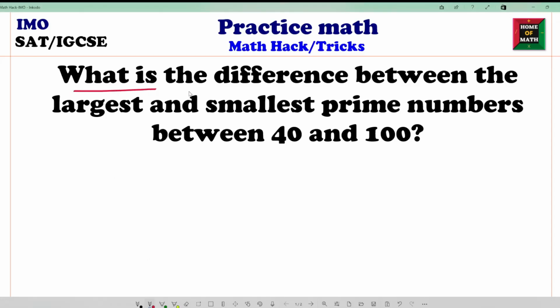What is the difference between the largest and smallest prime numbers between 40 and 100?